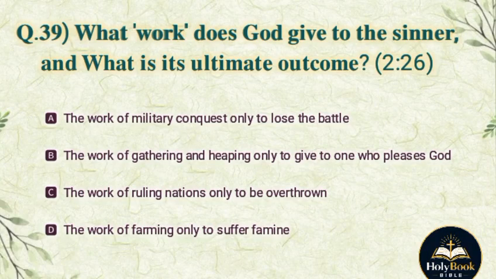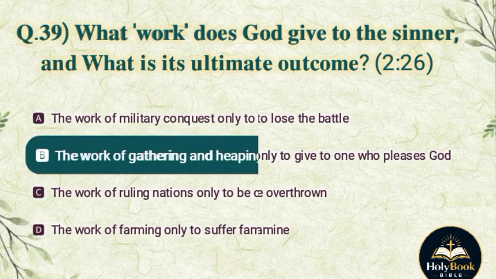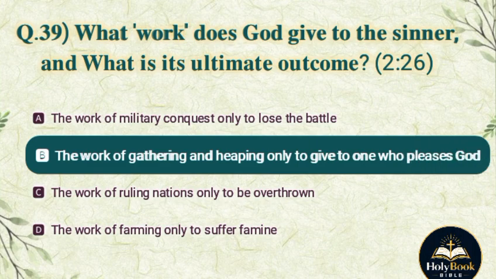Question: What work does God give to the sinner, and what is its ultimate outcome? Options: A. The work of military conquest only to lose the battle. B. The work of gathering and heaping only to give to one who pleases God. C. The work of ruling nations only to be overthrown. D. The work of farming only to suffer famine. The correct answer is option B. The work of gathering and heaping only to give to one who pleases God.